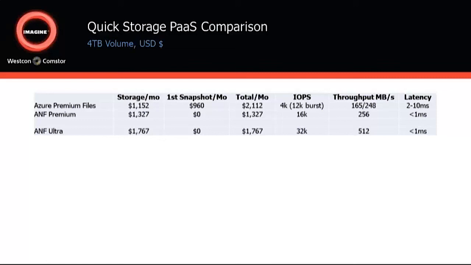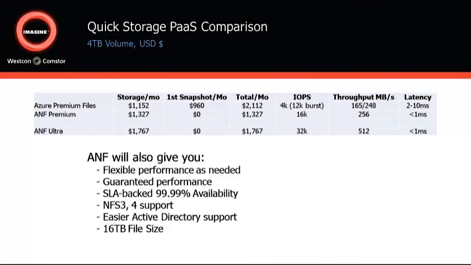And then if that's not enough, we can step it up a notch higher to Ultra. And again, these IOPS and throughput figures are not absolute. These are calculated just for a 4 terabyte volume. If you had an 8 terabyte volume, these would be doubled. And this is all in US dollars.